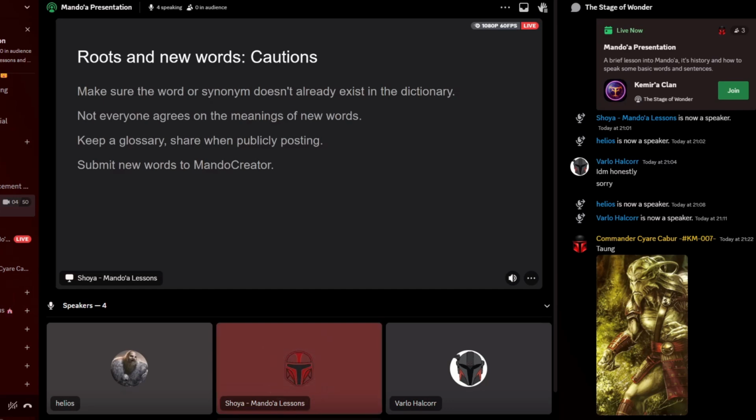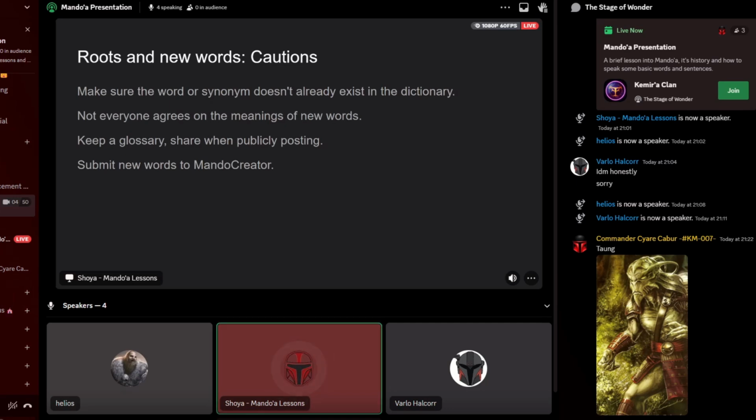Because not everyone agrees on the meaning of a word just reading it off a page, if someone writes a fanfic or something with Mando'a, and they use a lot of compound words that they made themselves, then anyone reading that is going to have to decipher every single sentence, trying to figure out, okay, what was the author thinking when they wrote this? Because they didn't leave a glossary, for example, of all of the compounds that they created. So it's best not to do that on the fly.